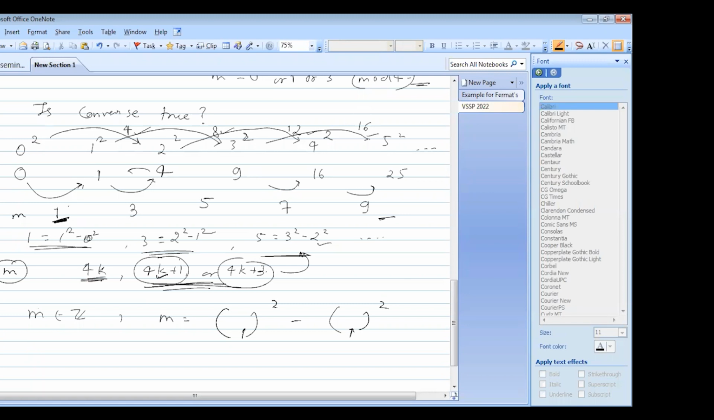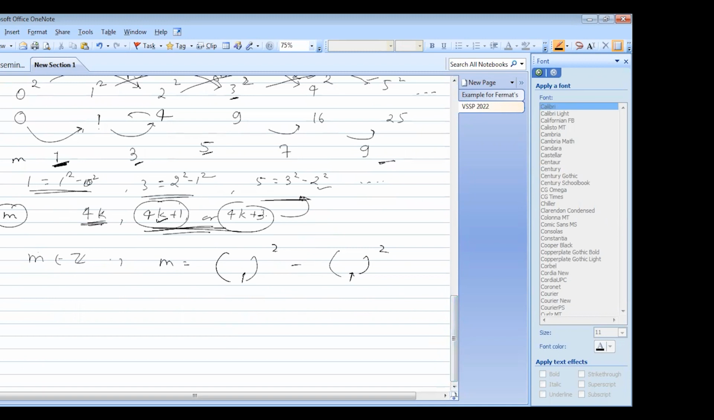Here I have 1. I have written it as 1 squared minus 0 squared. Here I have 3. I have written it as 2 squared minus 1 squared. Here 5, so 3 squared minus 2 squared. Okay, so see here, 1 is nothing but 1 squared minus 0 squared. 3 is nothing but 2 squared minus 1 squared. 5 is nothing but 3 squared minus 2 squared. So this number is in between these two here. But another way, this 5 I can obtain by 3 into 2 minus 1.